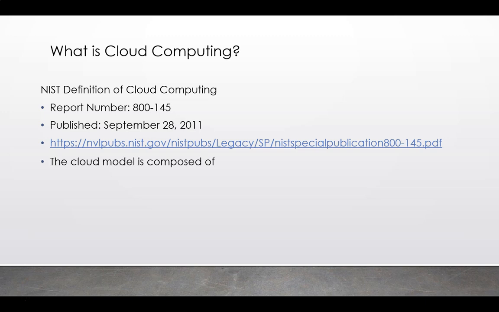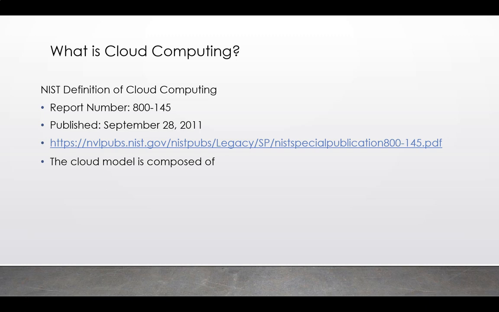In this document, NIST states that cloud computing is a model for enabling ubiquitous, convenient, on-demand network access to a shared pool of configurable computing resources, which will include networks, servers, storage, applications, and services. These computing resources can be rapidly provisioned and released with minimal management effort or service provider interaction.